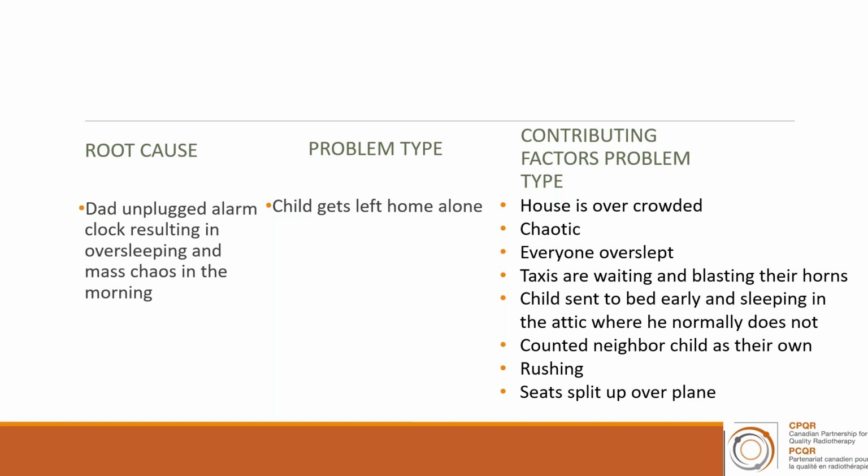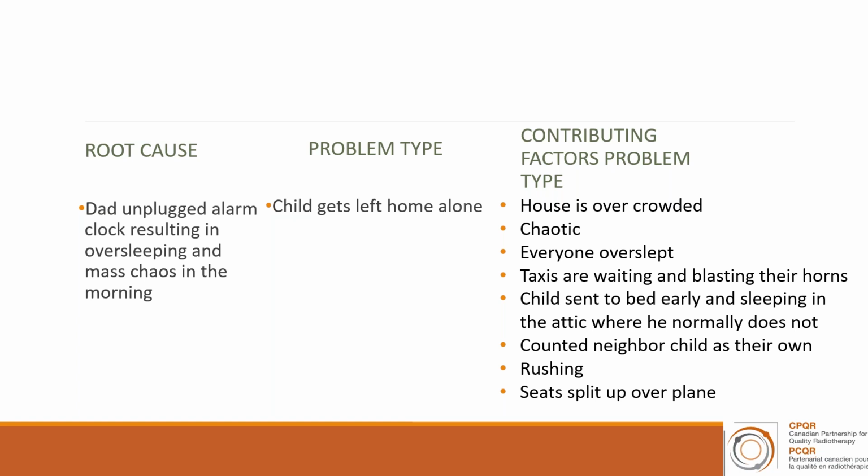So we have a root cause where the alarm clock got unplugged. We've got some contributing factors that helped create this chaos. And the real problem is that a child got left home alone. So that's the difference. And I hope this example really helps you to get that in your mind, the difference between root cause and problem type.